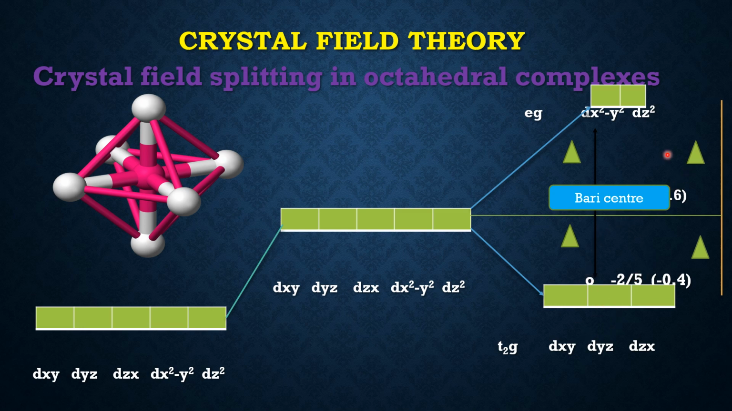Finally, it is plus 0.6, and this one is minus 0.4. Overall, we should say that the splitting is maximum for the orbitals along the axis. So you can understand, students, in octahedral splitting the Eg set is on top and the T2g set is on the bottom. The higher energy orbitals are dx square minus y square and dz square. The lower energy orbitals are dxy, dyz and dzx.